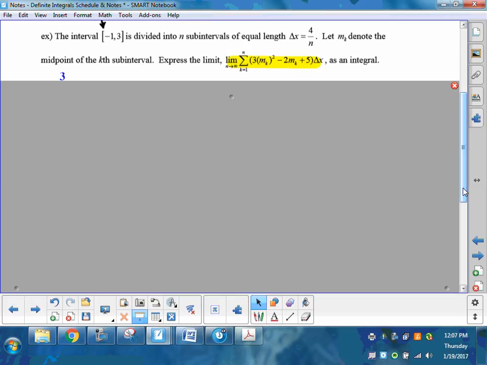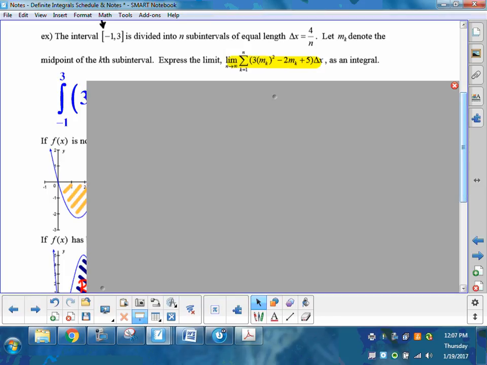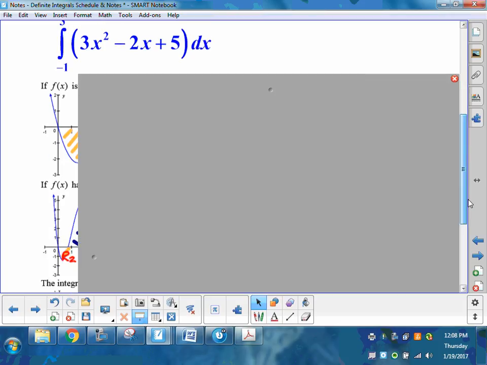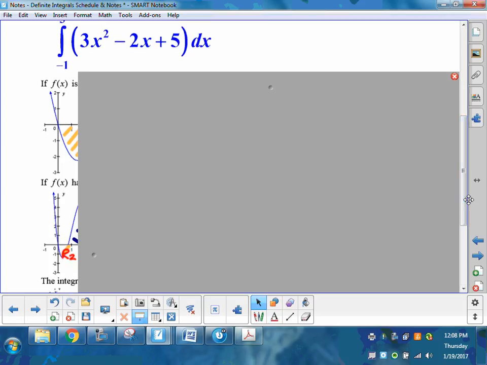We said before that this is what's happening from -1 to 3. You're taking the integral of what? You're taking the antiderivative of what function? What do you think this would convert into? And you should be able to handle it.